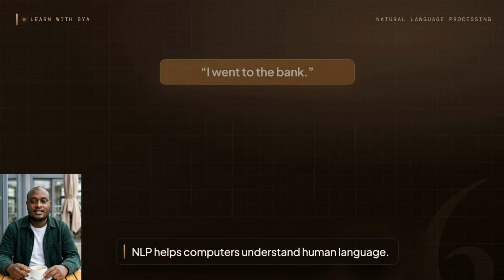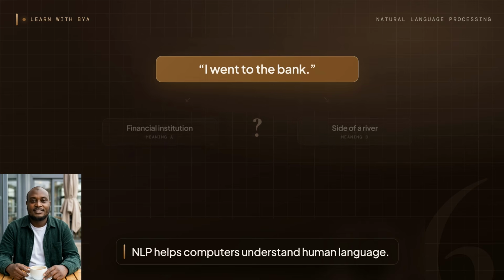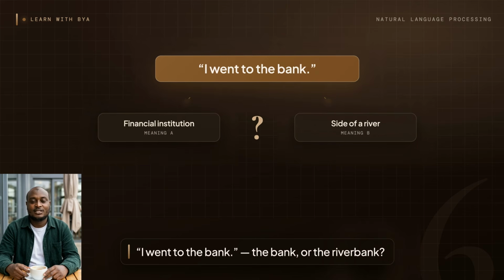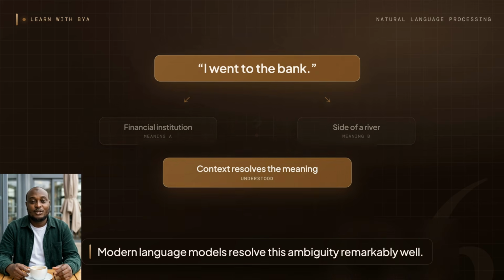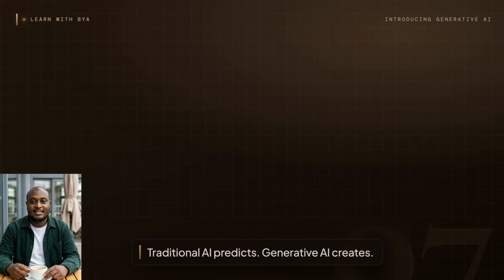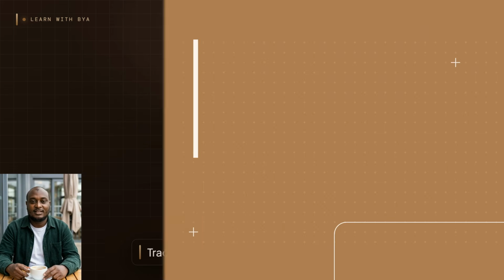Natural language processing, or NLP, focuses on helping computers understand human language. Language is surprisingly complex. Consider the sentence, "I went to the bank." Does bank mean a financial institution or the side of a river? Humans resolve ambiguity naturally. Teaching computers to do the same has taken decades of research. Modern language models have dramatically improved this capability.